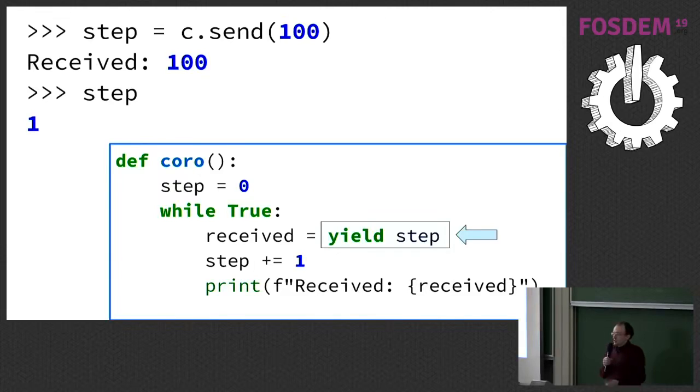And it yielded the step now 1, and that becomes the result of the send statement. So it's similar to next. Actually, next is a particular case of send. Calling next on a generator is like sending None. But we had the idea that it's backwards compatible, and now we have the semantics.